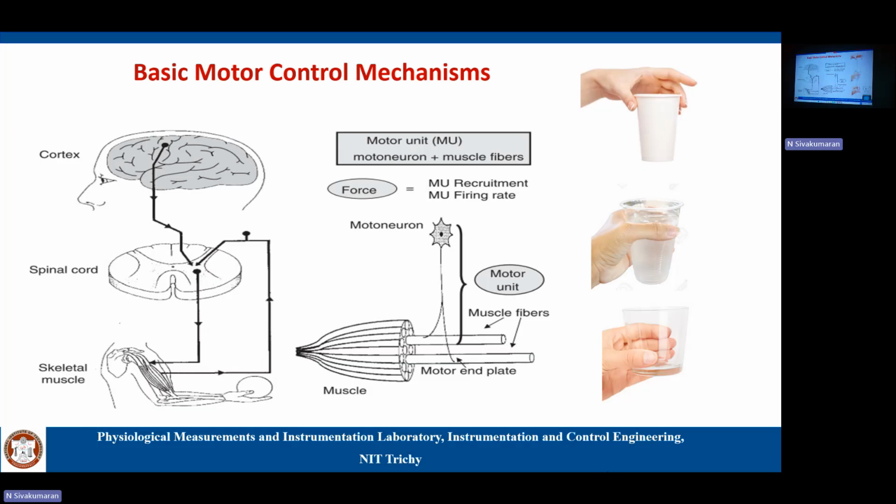Same task, but we need different force. And this force generally depends on two important factors. Again, a little bit of physiology: motor unit recruitment and firing rate. We have small muscles and big muscles. Big muscles have more motor units, and small muscles have fewer motor units. How many motor units are recruited for the task is nothing but motor unit recruitment. Firing rate means the number of times it fires.